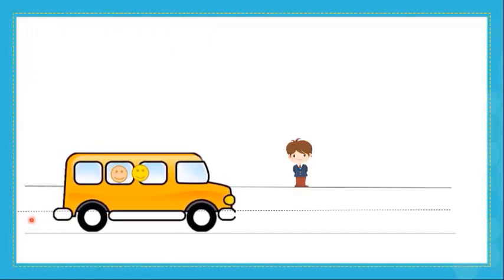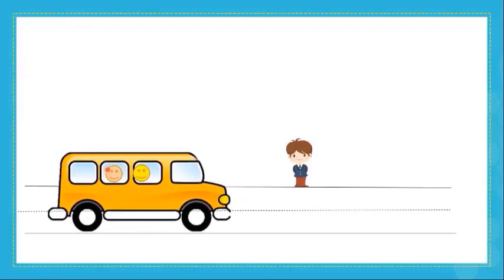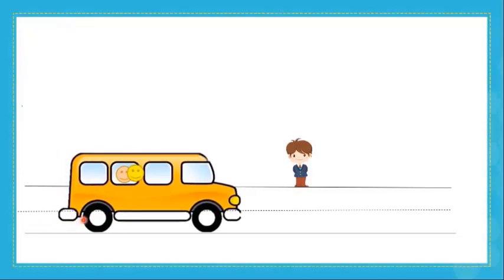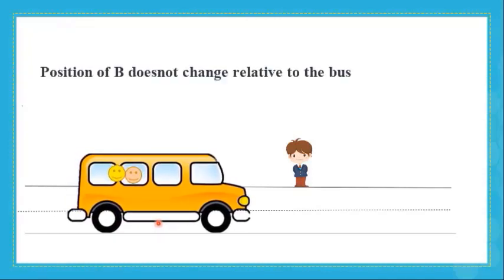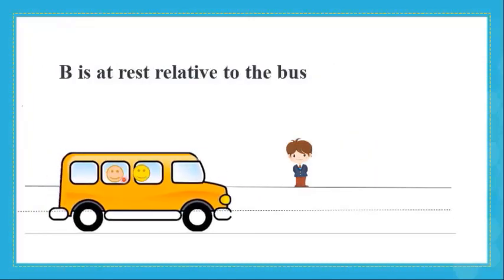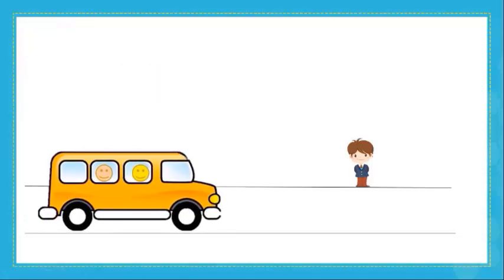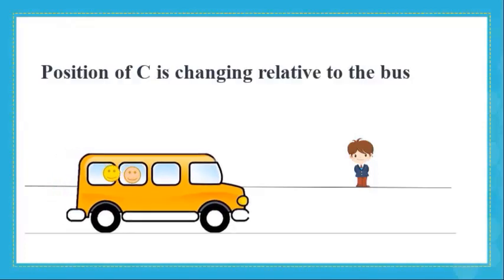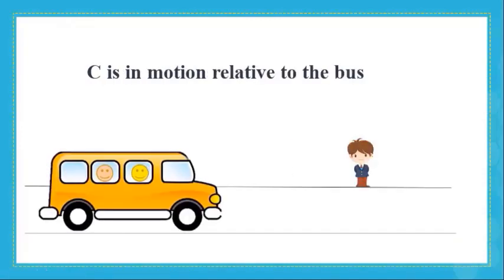B is sitting in the bus while moving. B is still in his same seat, in his same location in the bus. So his position is not changing relative to the bus. B is at rest relative to the bus. C is walking in the bus, which means that he is changing his position relative to the bus. Then C is in motion relative to the bus.